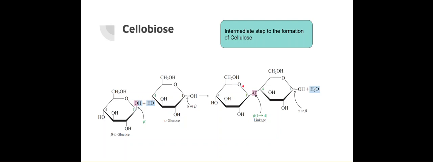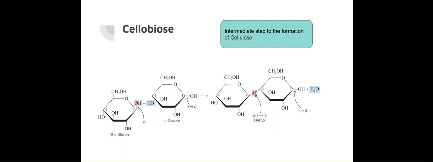Maybe now. So here we have beta D-glucose. This is in the beta formation because both this and this are on the same elevation around that oxygen. Again, this is going to act as a hemiacetal. This glucose is going to act as an alcohol. We're going to pop off our water, just like we said here.